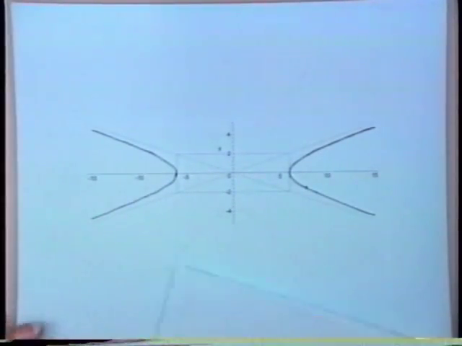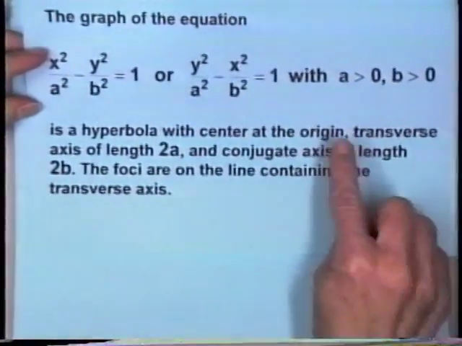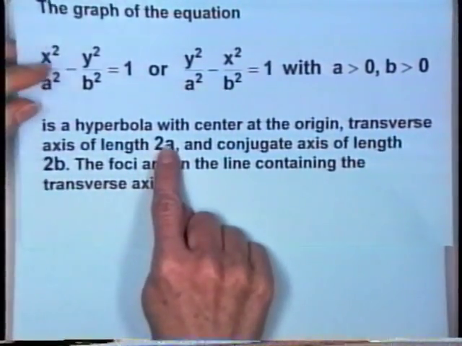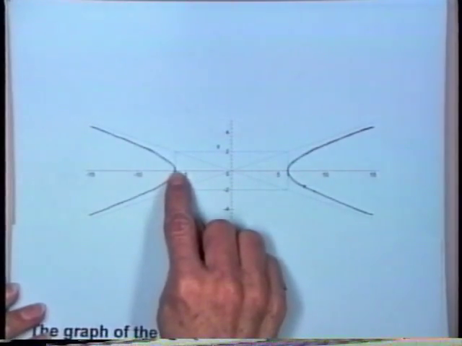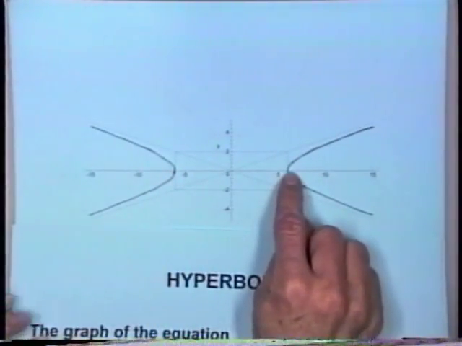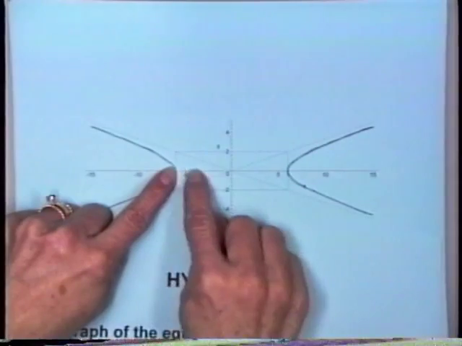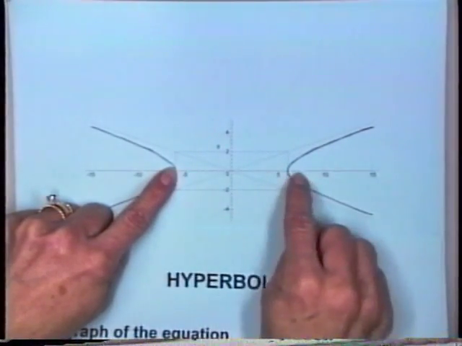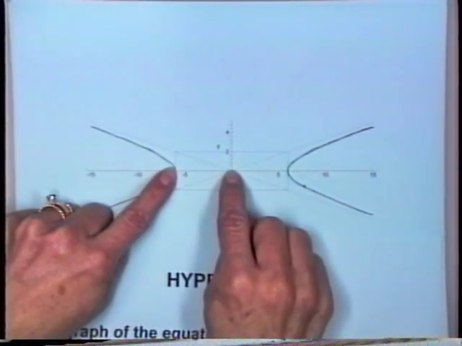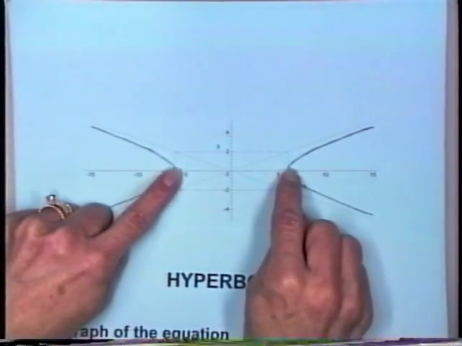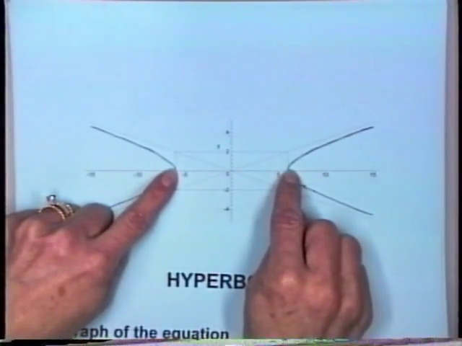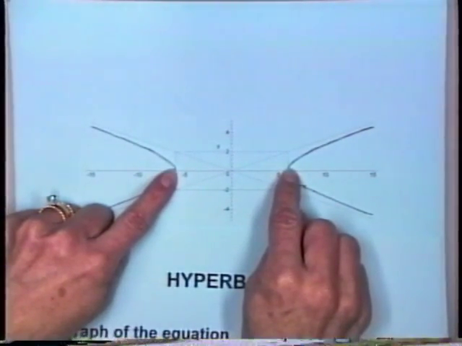Now, this transverse axis that we're talking about here of length 2a, the transverse axis is actually from this point on our hyperbola to this point over here. So twice a is this distance across here. So a gives me the distance from the center (0, 0) out to this point here. These points that I'm pointing to here will be the vertices of our hyperbola. We'll be looking at that in a second.